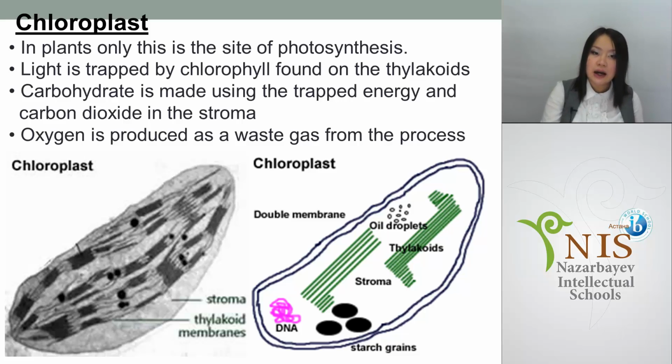Okay, now chloroplast. In plants only, this is the site of photosynthesis. Light is trapped by chlorophyll found on the thylakoids.